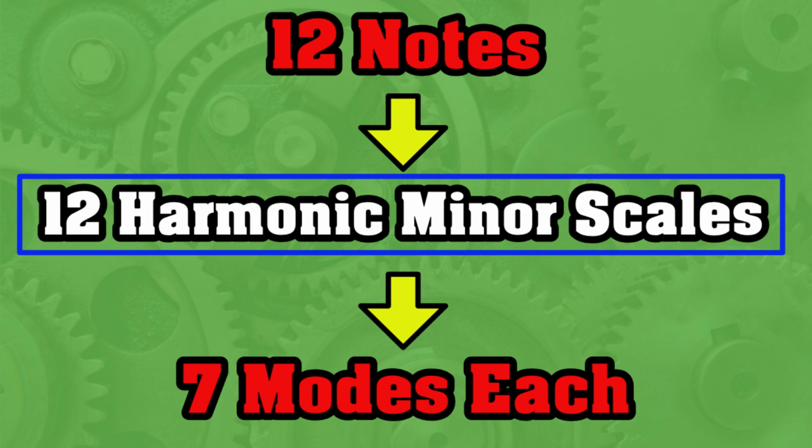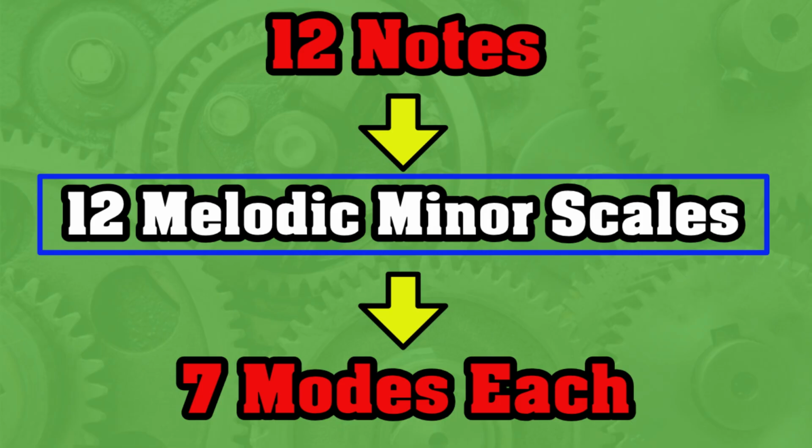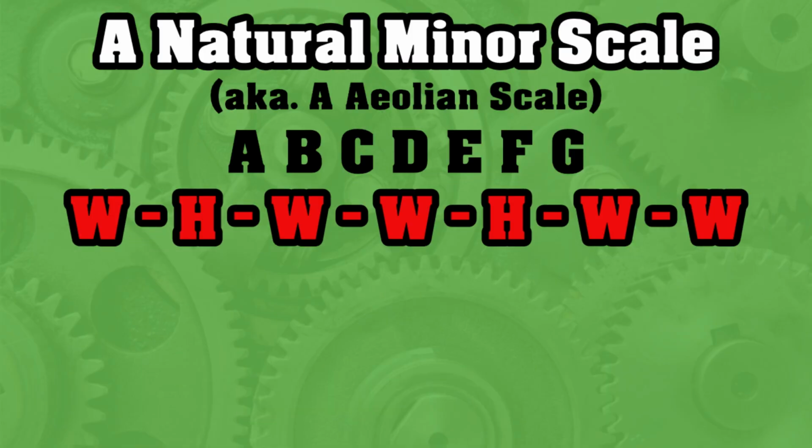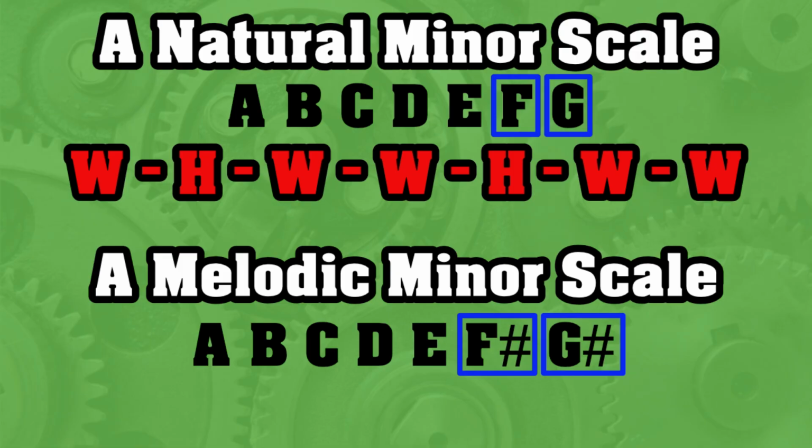All right, so finally we're going to look at the modes of the melodic minor scale. So again, you have 12 potential starting notes, which means that you have 12 potential melodic minor scales, each of which has 7 modes. Again, we're going to start with the A natural minor scale because that's the one that doesn't have any sharps or flats in it. So from the natural minor scale, you get the melodic minor scale by raising the 6th and 7th notes. In this case, the 6th and 7th notes are F and G. So you're now going to be left with A, B, C, D, E, F sharp, G sharp.